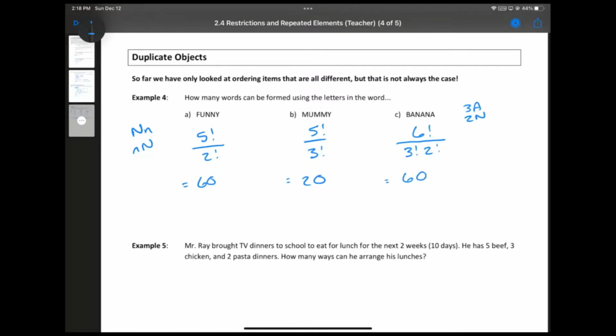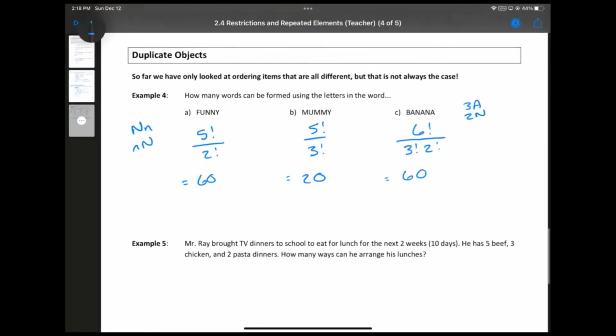Hopefully that's correct. So it turns out that the number of ways of rearranging funny is the same as the number of ways of rearranging banana, despite the fact that they have different numbers of repetitions and a different number of letters. But that's it for when we've got repeated elements. We simply divide by the factorial of anything that's repeated.